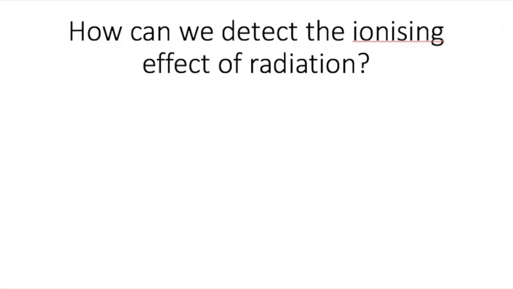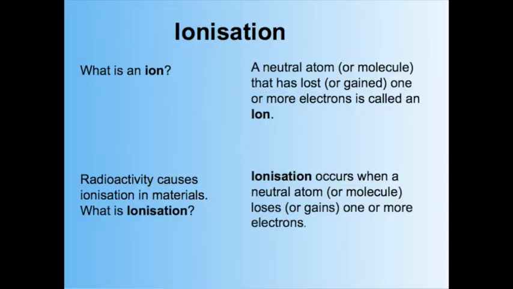Last time we said that there were three types of ionizing nuclear radiation: alpha, beta, and gamma. So before we talk about how we can detect this ionizing radiation, we need to briefly go over what an ion is. In essence, an ion is just a charged particle, a particle that's either gained a positive or a negative charge by the gain or loss of electrons.